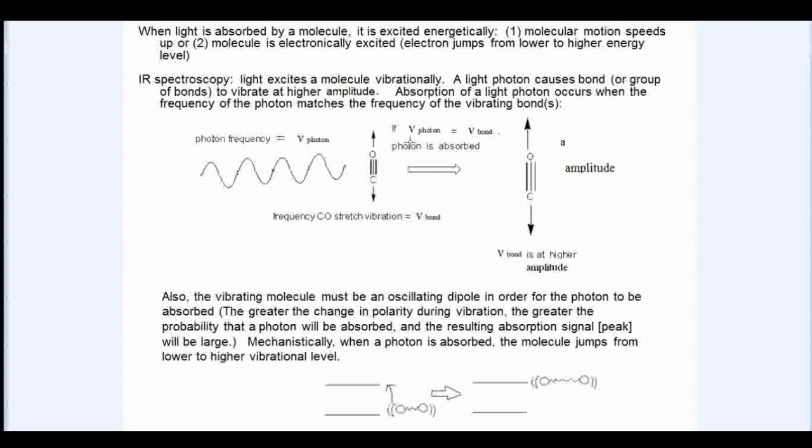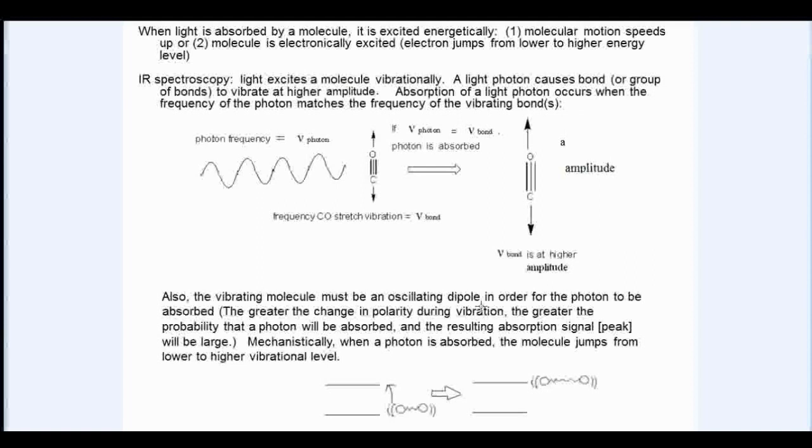In order for an oscillating bond to absorb a light photon, there is an essential requirement. The vibrating molecule, as it turns out, must be an oscillating dipole. And by this I mean the molecule has to undergo a change in polarity during the course of the vibration, during one cycle of the vibration. Why is this so?